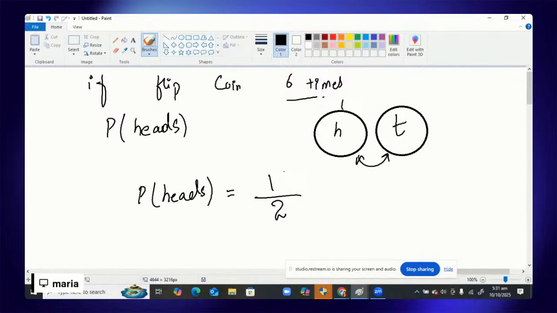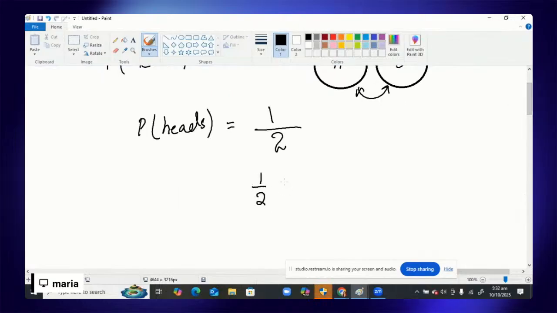Understand? Now how many times are given? 6. So just multiply 1 by 2 with 6. 6 times 1 is 6 over 2. Now divide: 2 times 1 is 2, 2 times 3 is 6. So the 3 is your answer. If you want to divide it like this way, it's up to you. 2 times 3 is 6. Okay? This way is also 3. This way is also 3.